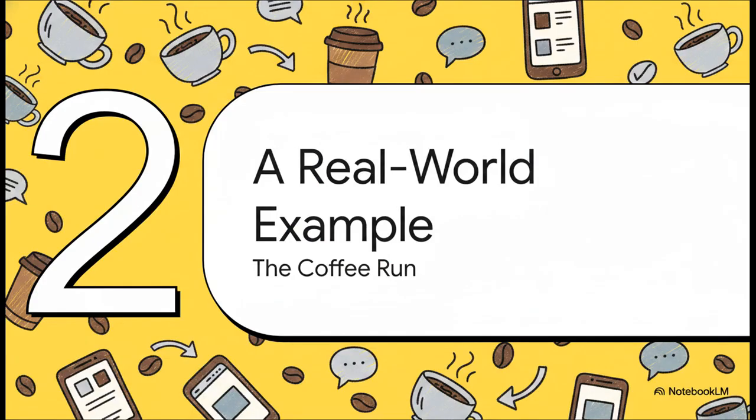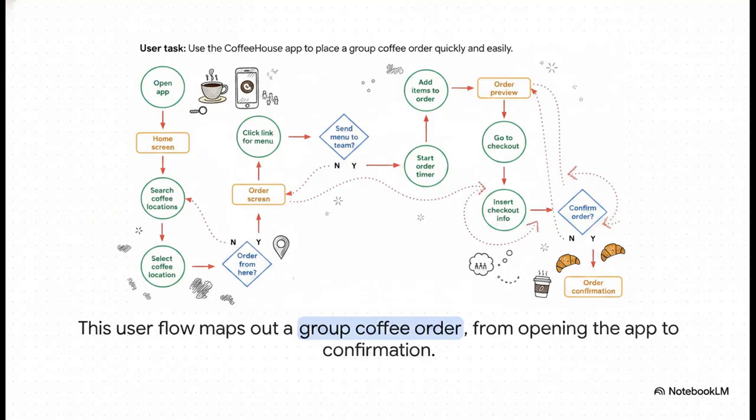Let's make this way more concrete with a real-world example that I think we can all get behind, using an app to place a group coffee order. So let's trace this flow together, shall we? We start with an action circle, open app. An arrow takes us to our first screen rectangle, the home screen. From there, another action, search coffee locations. See how it moves? And look, there's that diamond. Order from here?